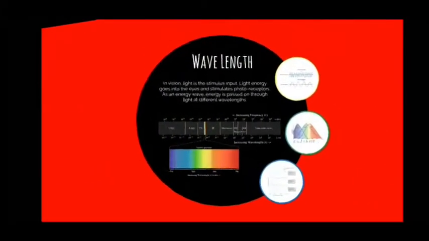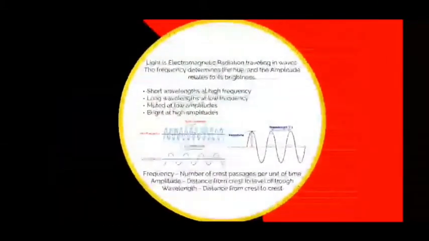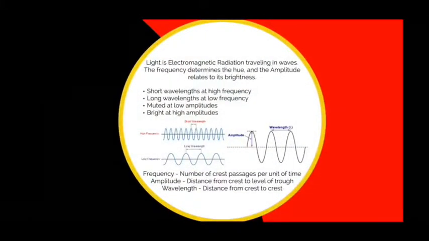Wavelengths. In vision lies the stimulus input. Light energy goes into the eyes and stimulates photoreceptors. As an energy wave, energy is passed on through light at different wavelengths. Light is electromagnetic radiation traveling in waves. The frequency determines the hue, and the amplitude determines its brightness. The short wavelengths are at high frequency, long wavelengths are at low frequency, and then it's muted at low amplitudes and bright at high amplitudes.